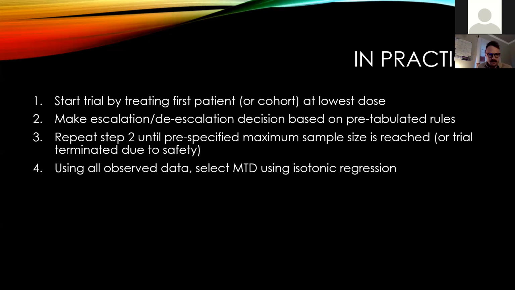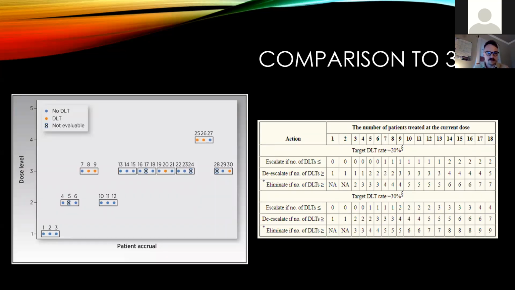So now I've told you that it's better than the 3+3, but let's look at in practice how this operates differently and hopefully convince you further that this is a superior design. So first, let's consider a trial. I've shown you this table before where we're looking at 5 doses that we're aiming to find an MTD with a DLT rate of 30%. So the second half of the table.